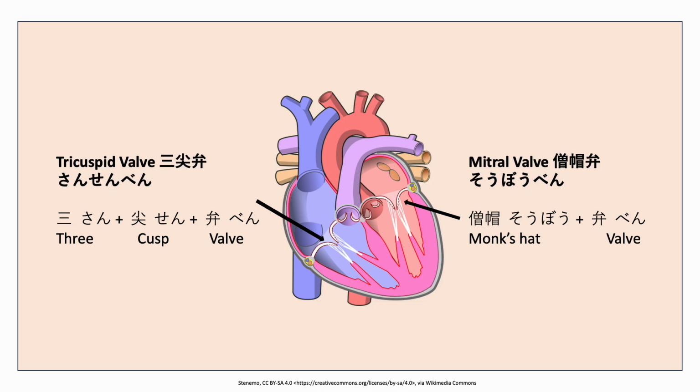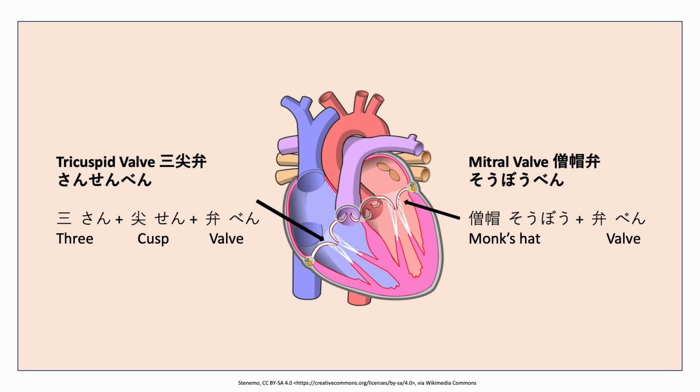So the valve between the right atrium and right ventricle is the tricuspid valve, which in Japanese is sansenben. Breaking it down, we have san, which means three, followed by sen, which is the kanji for cusp, and then ending with the kanji ben for valve, together making three cusp valve or sansenben, which is the tricuspid valve. So remembering that the tricuspid valve is the valve that has three cusps or flaps can help you remember sansenben.